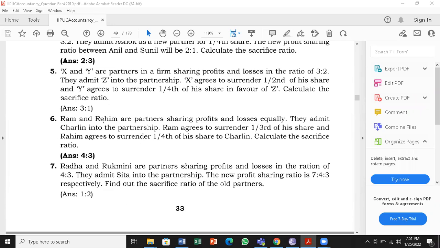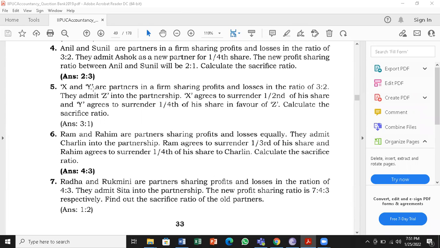Problem number 5, page 33. X and Y are partners in a firm sharing profits and losses in the ratio of 3:2. So it's the old ratio given. They admit Z into the partnership. So Z is a new partner. X agrees to surrender. Underline the word surrender. This is the hint. It's a new case.